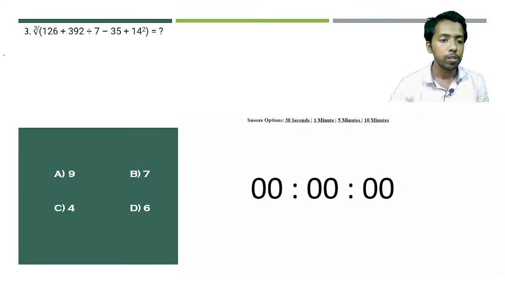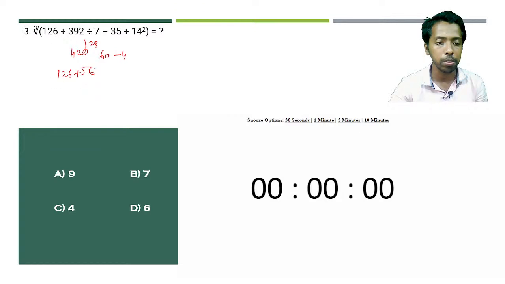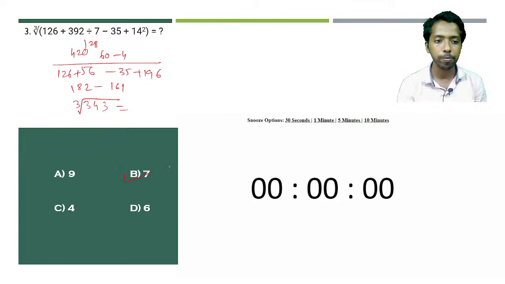Okay, so this is the cube root of 126, 392. 392 is close to, if we can remember, 420, that is divided by 7, so 60. What is the difference? That is 28. 28 divided by 7, that is 4. So this can be exactly 56, right? So 56 times 126 plus 56, this is it, minus this is 35 plus 196, 14 square. Now this is 182 minus 161, so this is 343. This is the cube root we have to find out, and that is 7 here. Right? Moving to the next one.